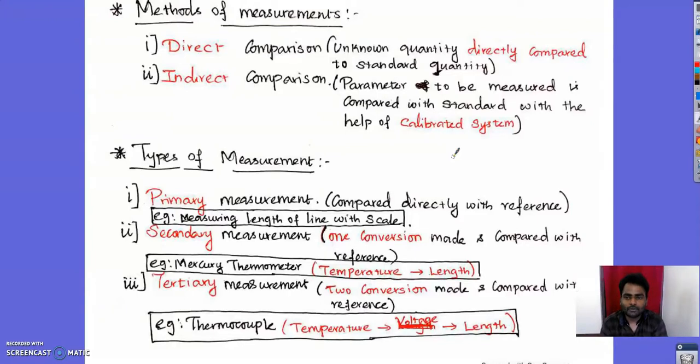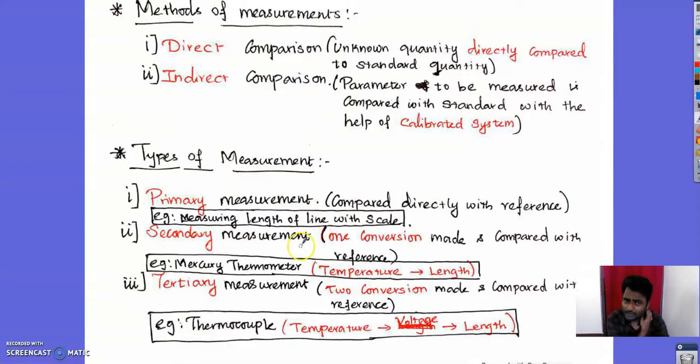Coming to types of measurement, it is classified into primary measurement, secondary measurement, and tertiary measurement. Primary measurement is similar to the direct comparison method, where you compare directly with the reference or standard value. An example is using a scale to measure the length of a line. It is a direct comparison, as the length is measured straight away with the help of the length segments.